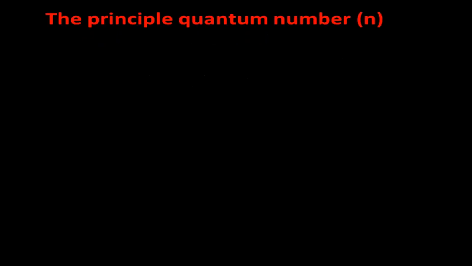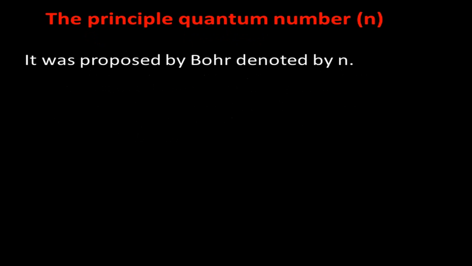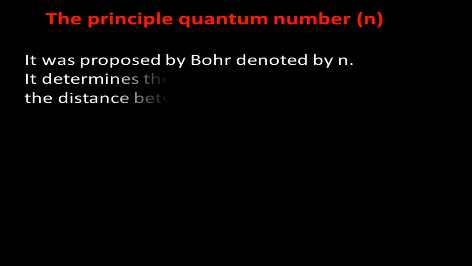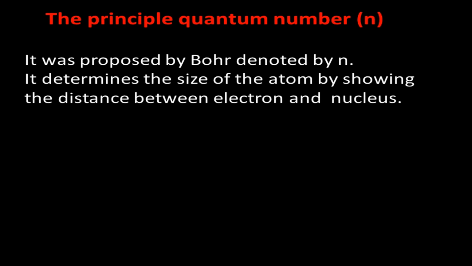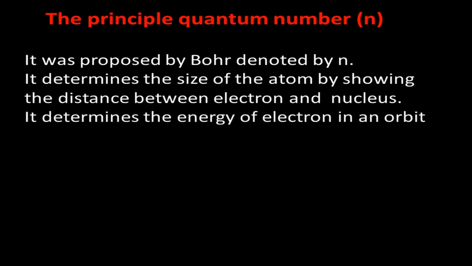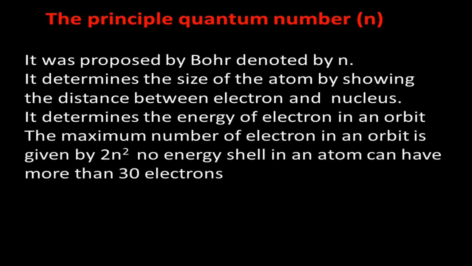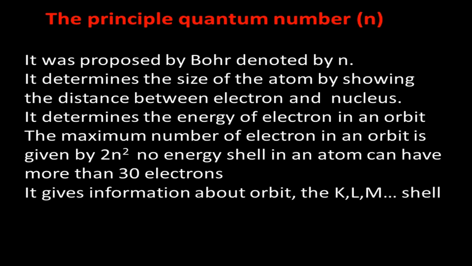The principal quantum number, denoted by n, was proposed by Bohr. It determines the size of the atom by showing the distance between the electron and the nucleus. It determines the energy of the electron in an orbit. The maximum number of electrons in an orbit is given by 2n squared, where n is the energy level. No energy level in an atom can have more than 32 electrons. It gives information about orbits, the KLMN shells.